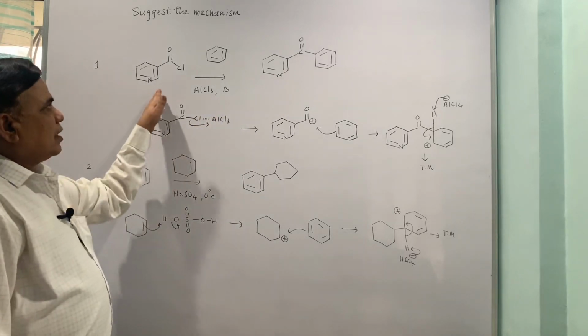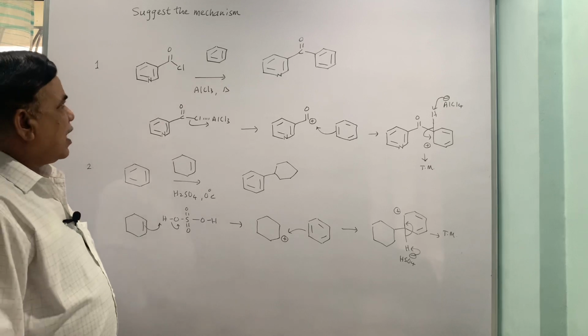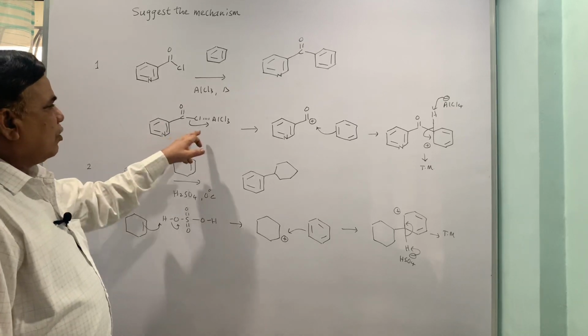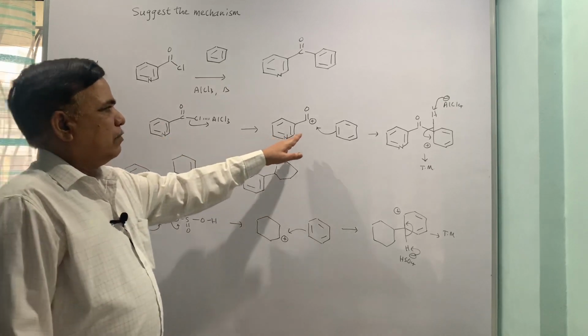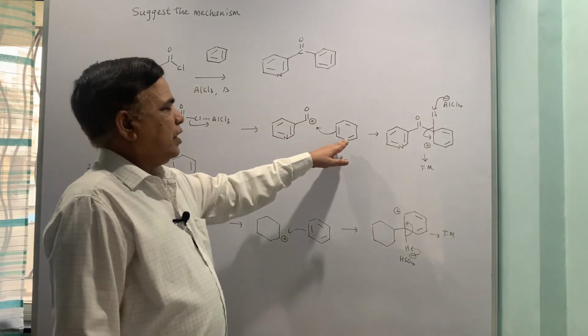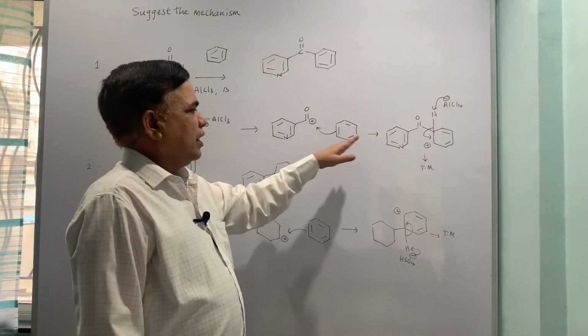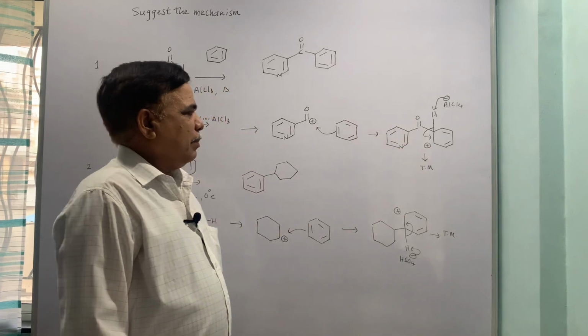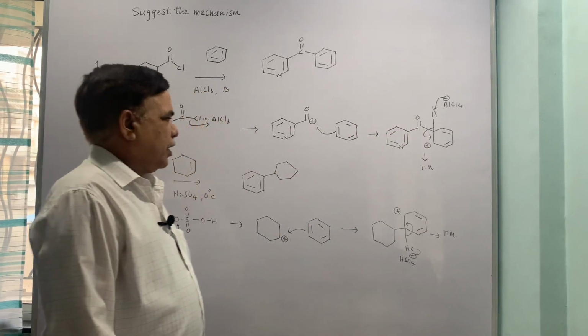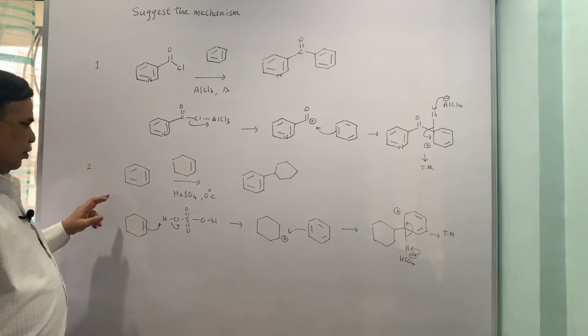So this is your classical Friedel-Crafts acylation reaction, wherein the acid chloride interacts with aluminum chloride and forms an acylium ion equivalent, which in turn reacts with benzene to get the arenium ion, and the deprotonation gives the required product.